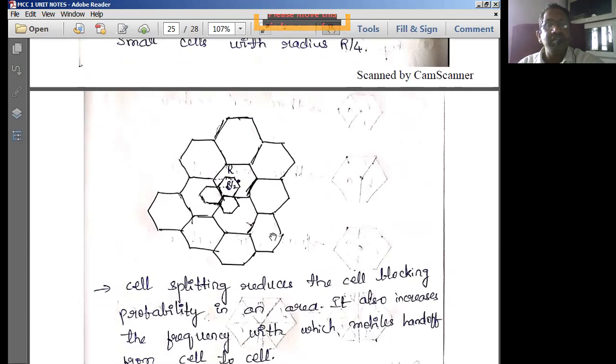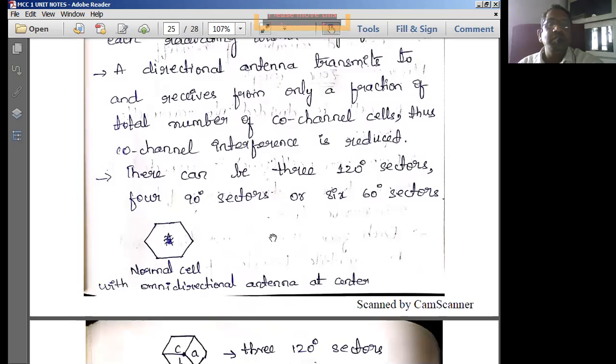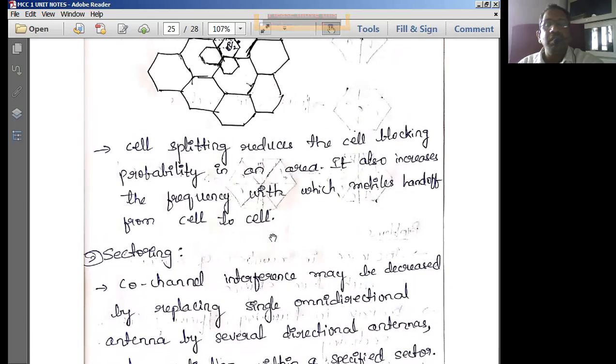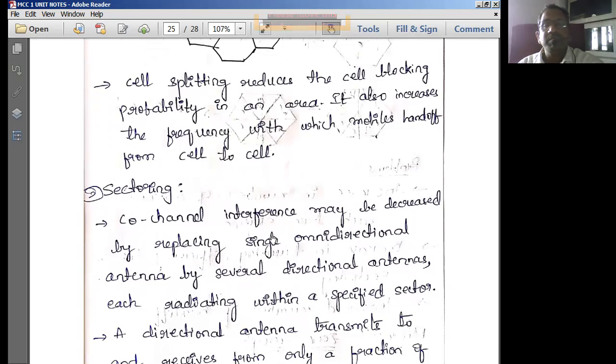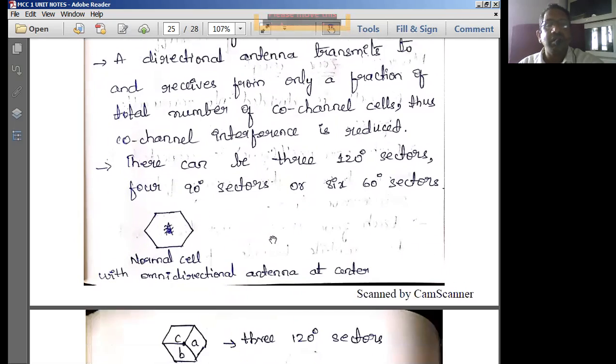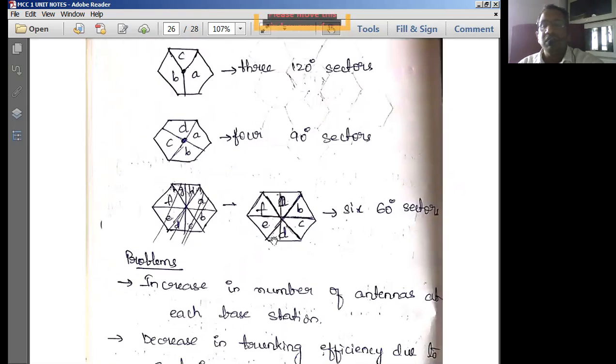In the next class, we deal with other techniques to improve the service provided to the subscribers, like sectoring and other such concepts.